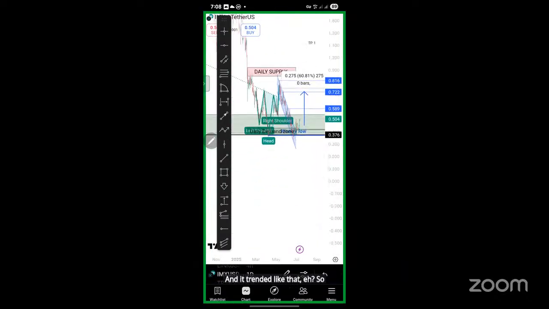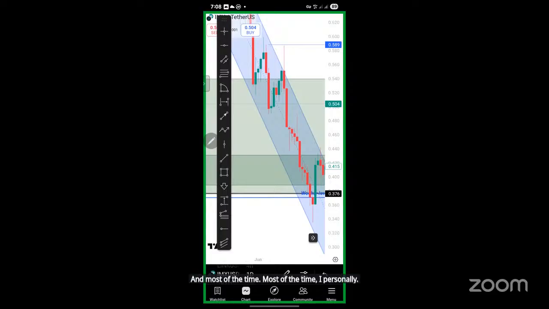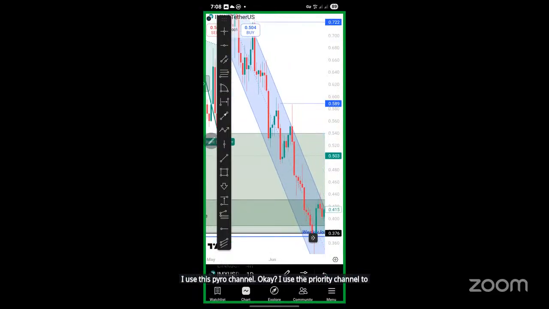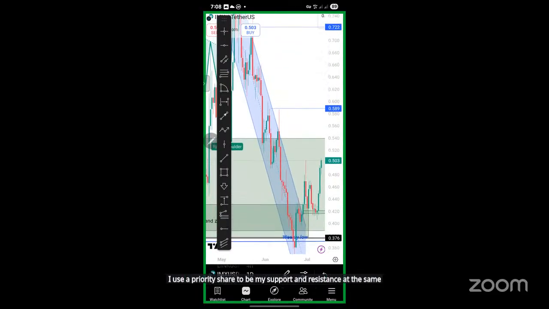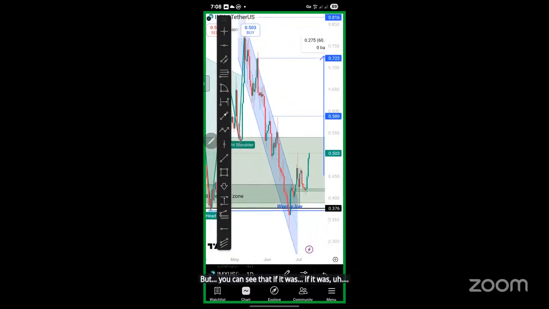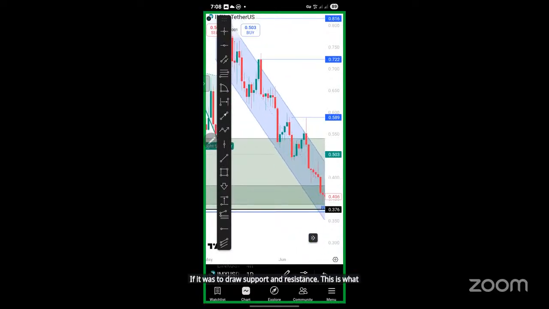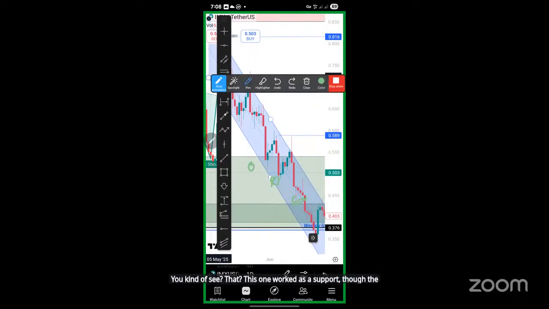So it trended like this. Most of the time, I personally use this spiral channel. I use the spiral channel to be my support and resistance at the same time. But if it was to draw support and resistance, this is what is done. You can see that this one worked as a support, though the market was moving downwards. Again, I can change.